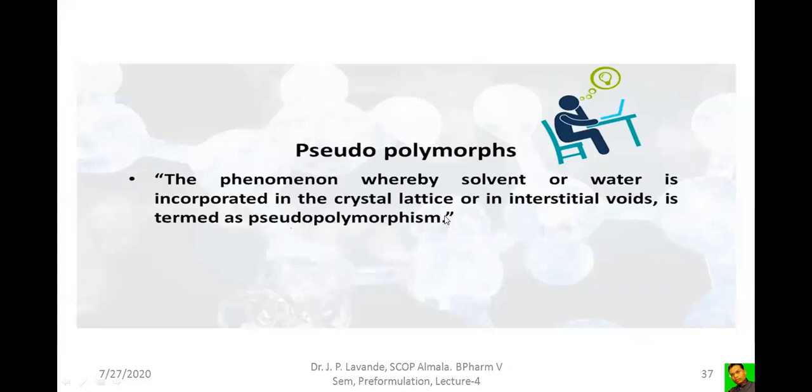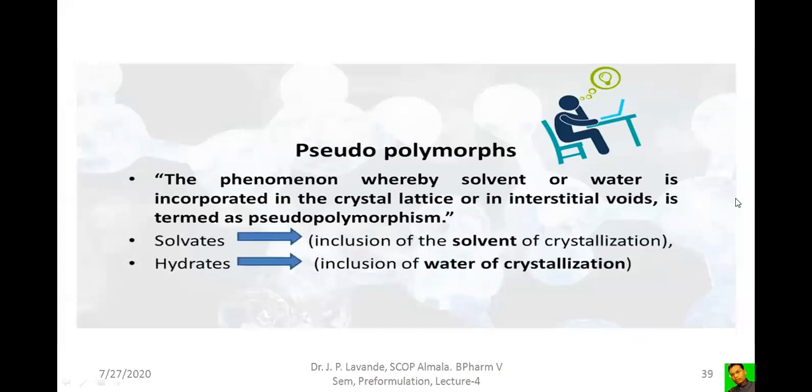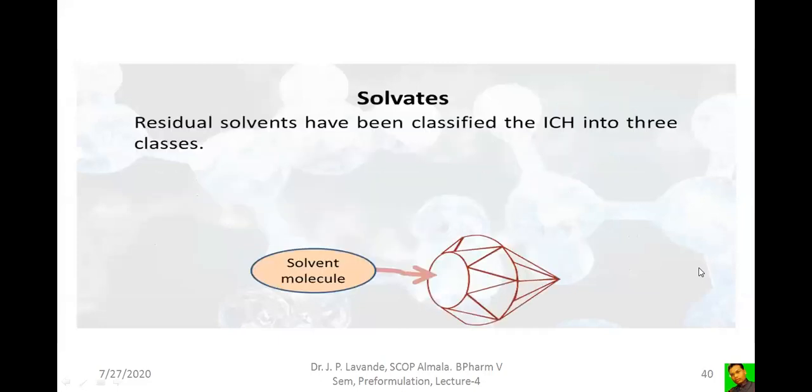So that is said to be pseudo polymorphism, and based on that there are two different types of pseudo polymorph. First is the solvate, second is the hydrate. It is called a solvate when there is an inclusion of the solvent of crystallization. And it is called a hydrate when there is an inclusion of the water of crystallization. Now, the residual solvents have been classified by the ICH into three classes.